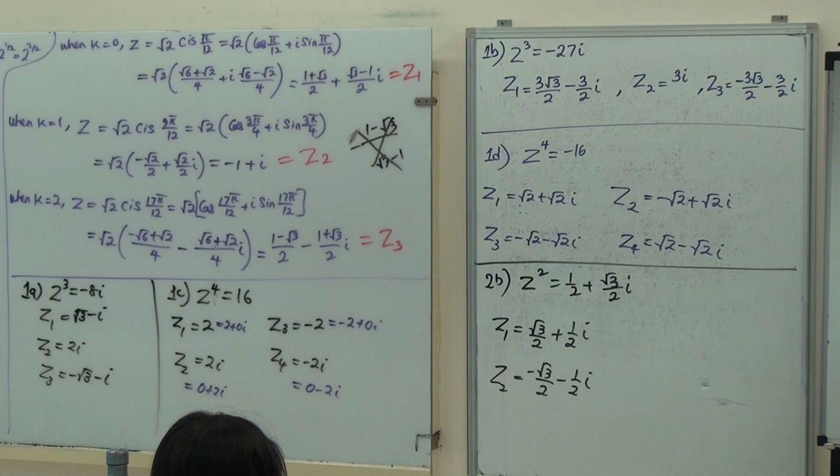Z1 will be pi over 3 divided by 4. Yes? Can somebody quickly check? Pi over 12. Is that pi over 12? Yeah, so pi over 12. What is cosine of pi over 12? Root 6 plus root 2 over 4. Then what is sine of pi over 12? Root 6 minus root 2 over 4.